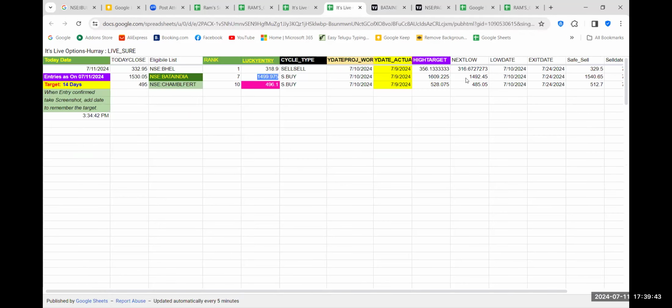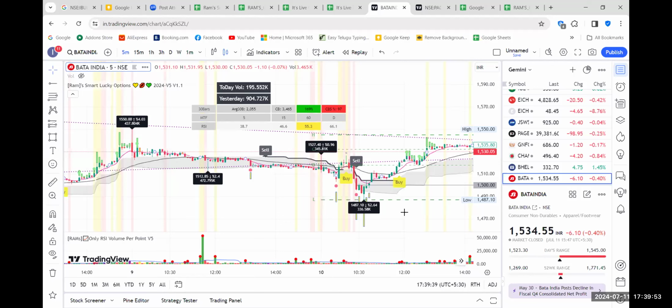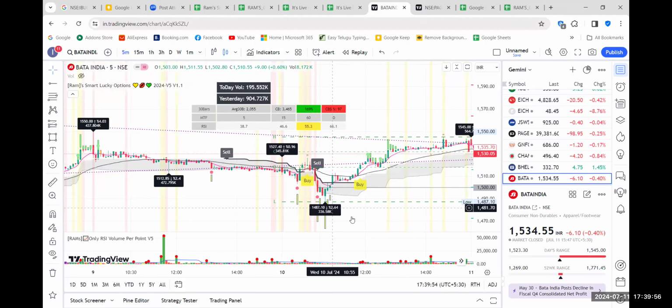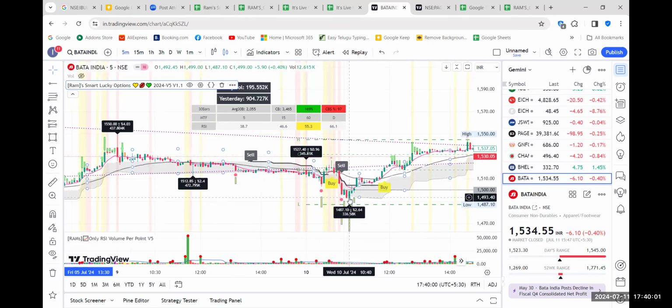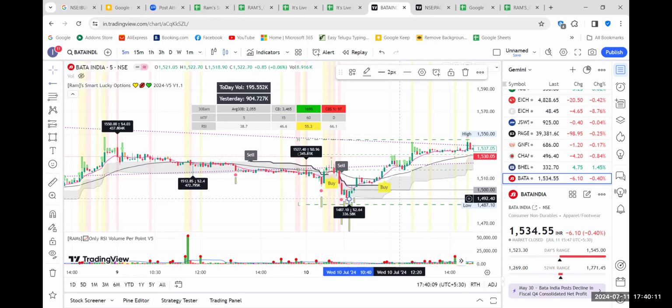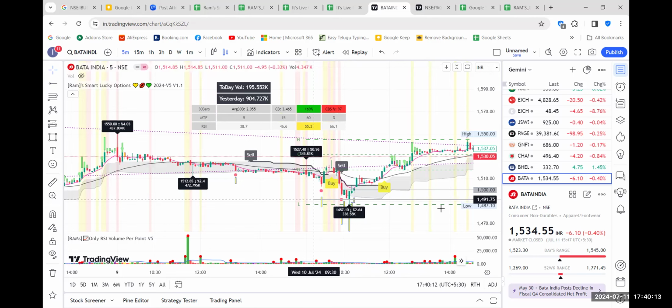According to our system, it gave us the next low pivot at 1492.45, which happened on July 10th. Actually the pivot is 1487, right? On July 10th we expected 92 has come. 1492 will be the next pivot, so 1492, this line. When price came here, we have been observing.